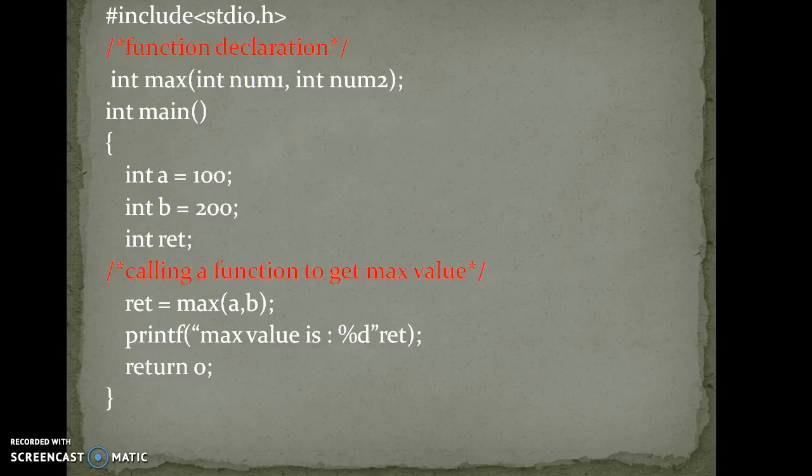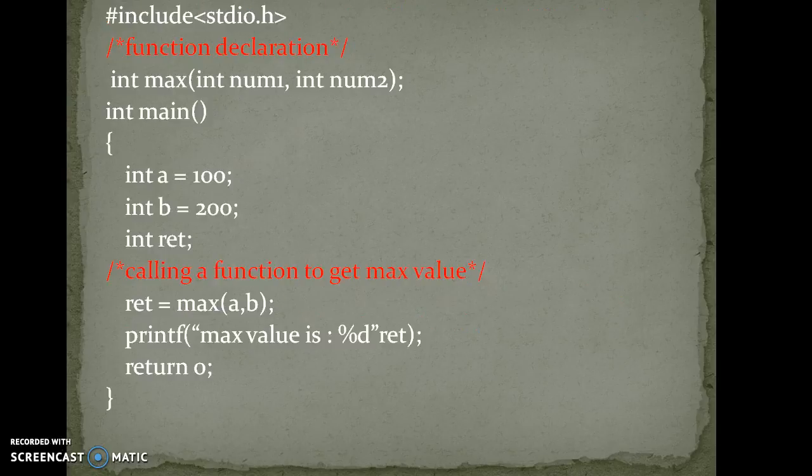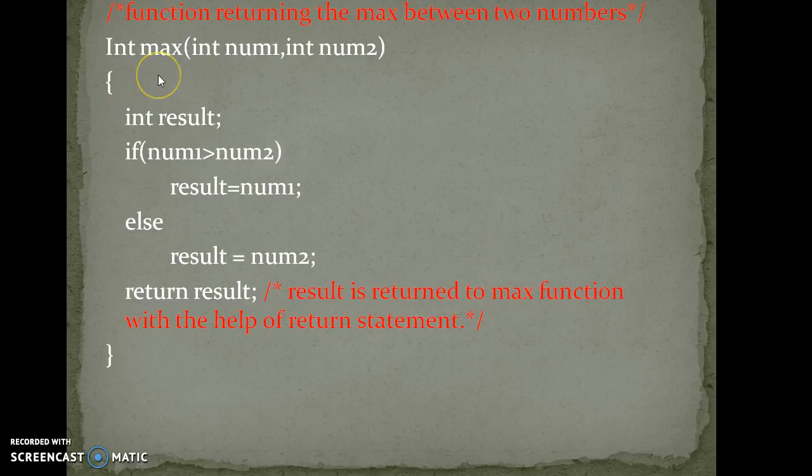Here a small example of a function call is given. That is, we are defining a main function. In main function we declared two variables int a, int b, and one result variable is here. We are calling the max function. This is very important. This max function accepts two inputs, a comma b. Whenever this function calling statement is reached, control will be shifted to this function definition part.